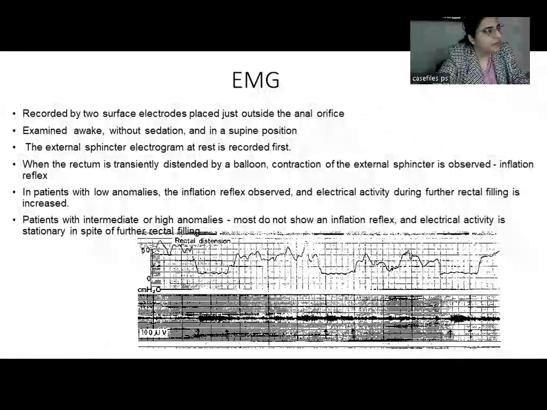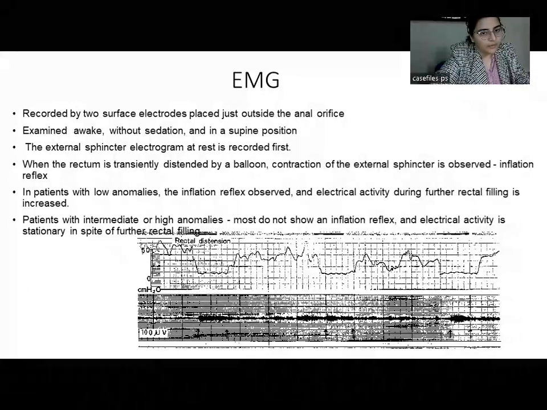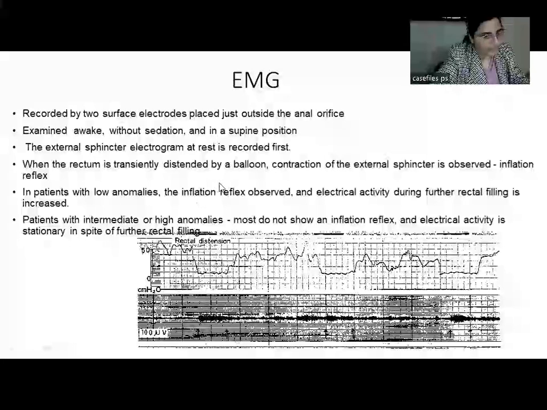Similarly, EMG has also been used. None of these have been standardized, and they are still not widely used. In EMG, it's recorded by placing 2 electrodes at the anal orifice, and the patient is examined awake without any sedation and in a supine position. We record the external anal sphincter electrogram initially, and we see when the rectum is transiently distended by the balloon, there should be contraction of the external sphincter. This is the inflation reflex. If this reflex is present, that means the child is having a good outcome.